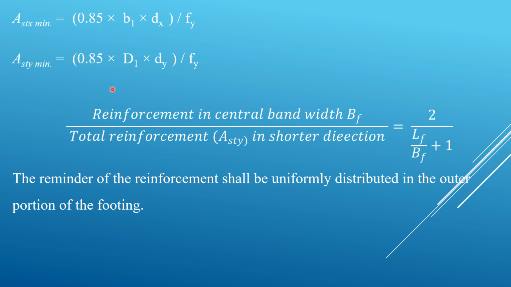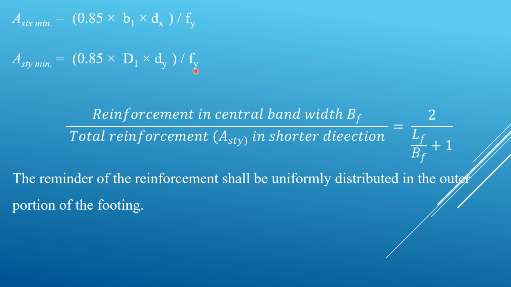Then Ast minimum is expressed as 0.85 times B1 into dx divided by fy. Similarly, AstY minimum is expressed as 0.85 times D1 into dy divided by fy. As the footing is designed as a wide beam, minimum reinforcement as specified above shall be provided. In rectangular footing, the reinforcement parallel to the long direction shall be distributed uniformly across the width of the footing.